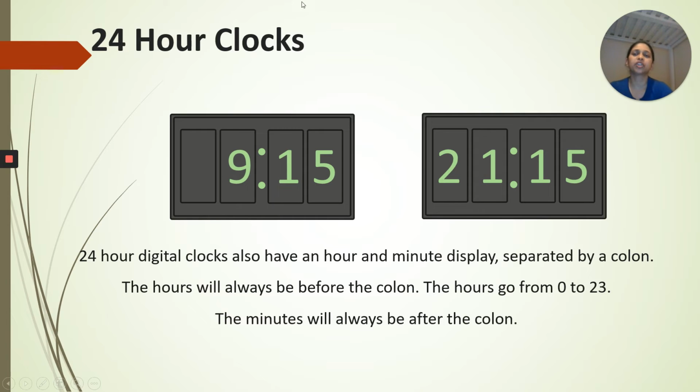Now, whether you have a 12-hour clock or a 24-hour clock, the minutes will always be the same. So this is your 12-hour clock, this is your 24-hour clock, but your minutes are always the same. Okay? It is only that your hours will change. So your hours in your 24-hour clock go from 0 to 23.